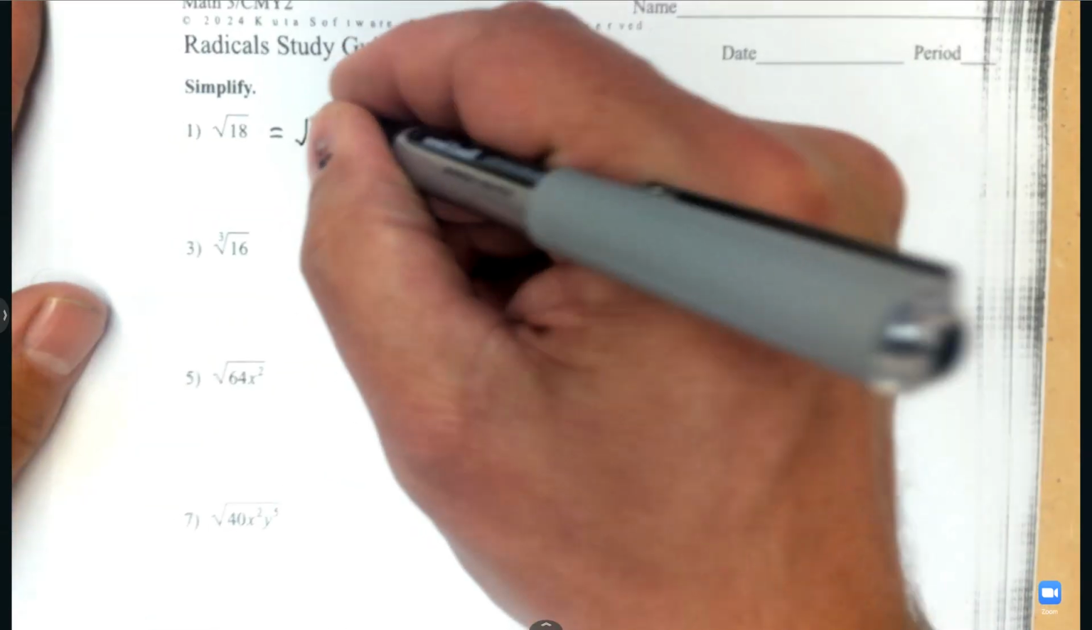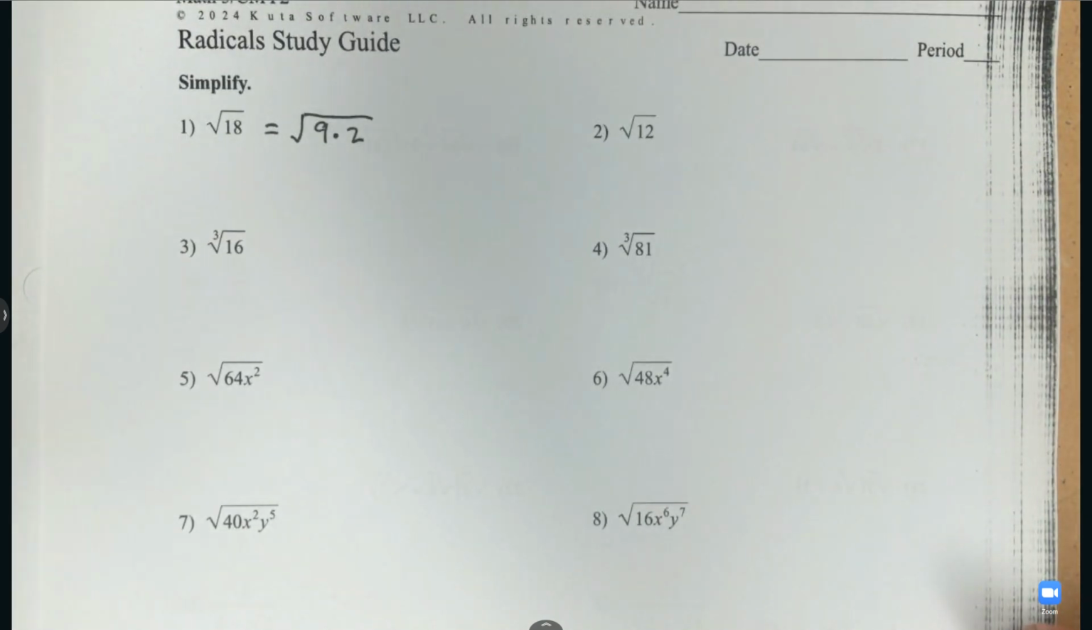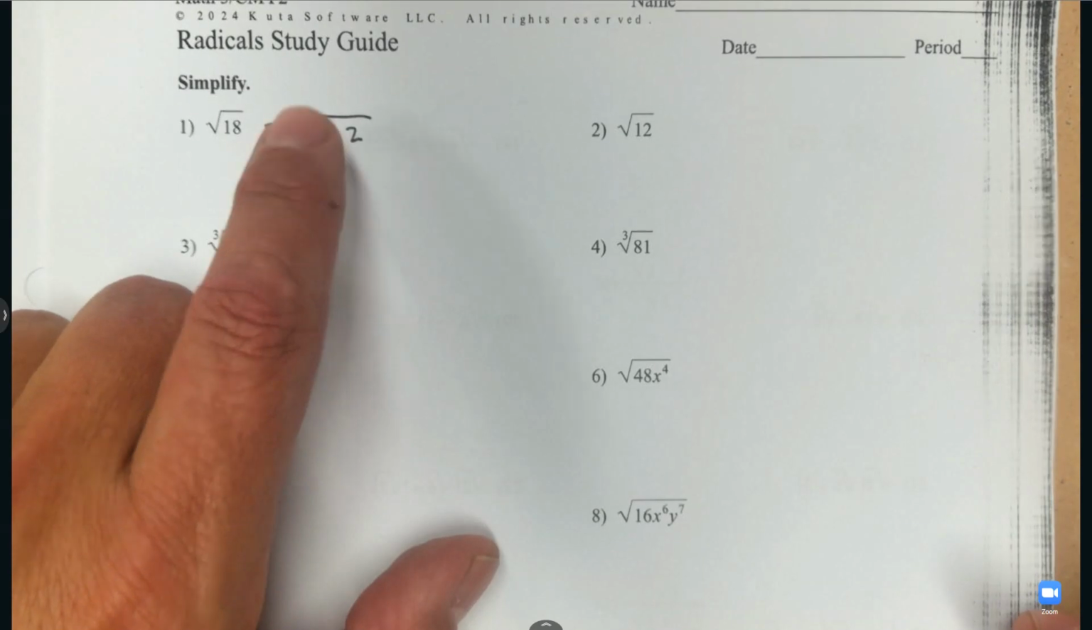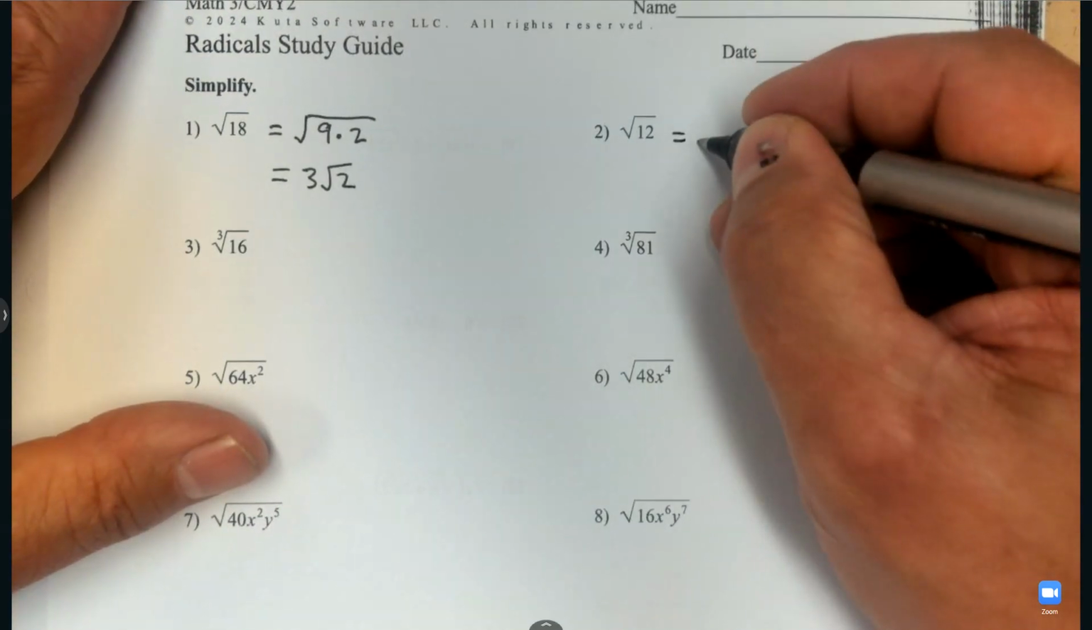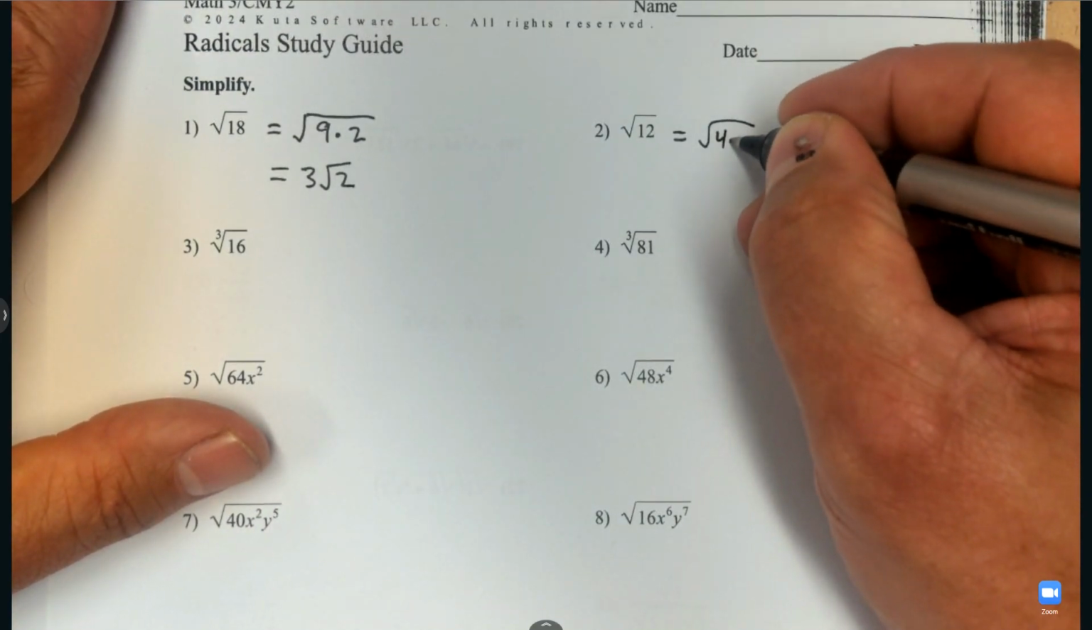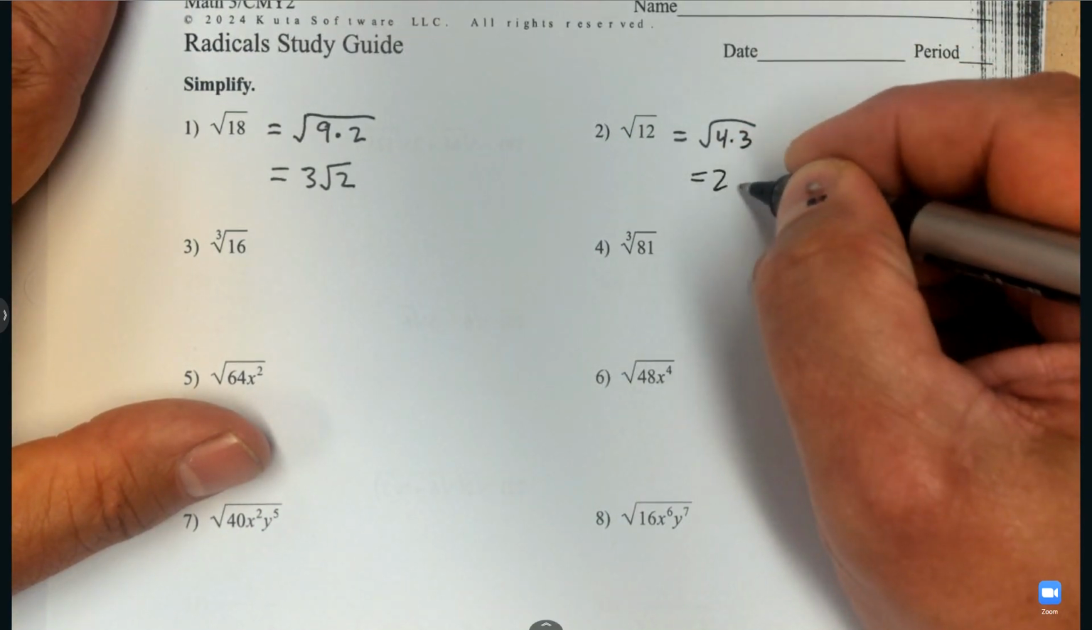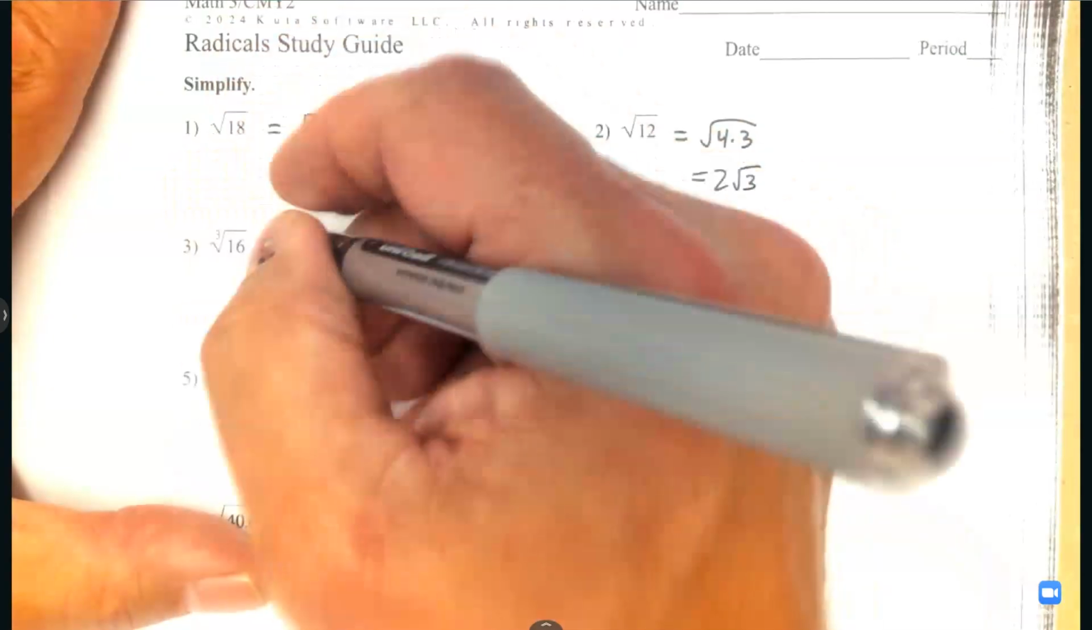If I want to simplify the square root of 18, I need to know what perfect square goes into 18 evenly. So you can't write down 3 times 6 because those aren't perfect squares. So 9 is a perfect square. So 9 goes in 18 twice. The square root of 9 is 3, and then what's left over is 2. So same thing here. What perfect square? And we write it as 4 times 3, the square root of 4, and what's left behind.